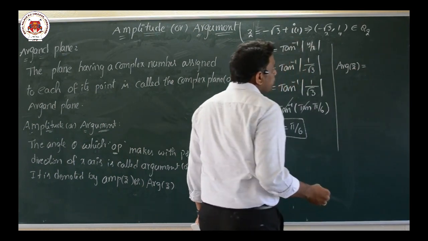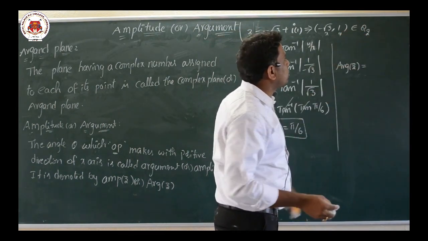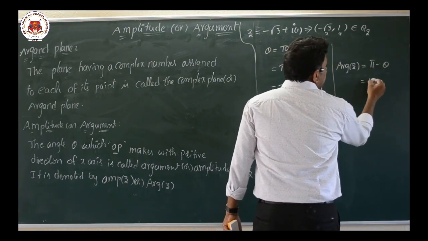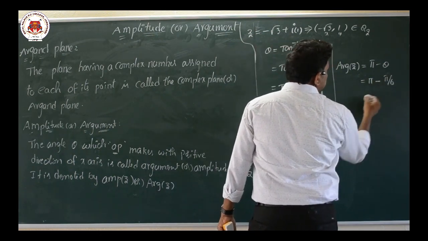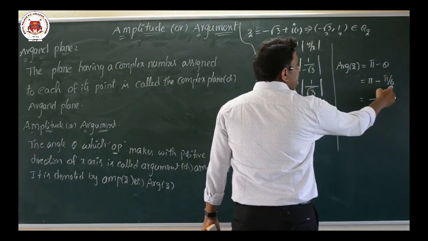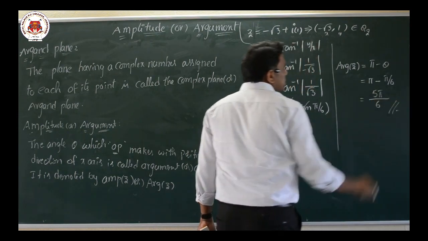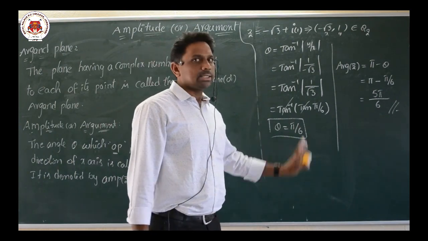So this one belongs to the second quadrant. Belongs to the second quadrant means the argument is pi minus theta. So pi minus theta, where theta is pi by 6. So LCM is 6. So 6 pi minus pi is nothing but 5 pi by 6. Children, the argument of Z is equal to 5 pi by 6.